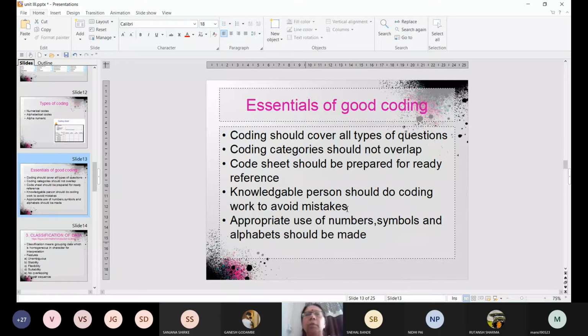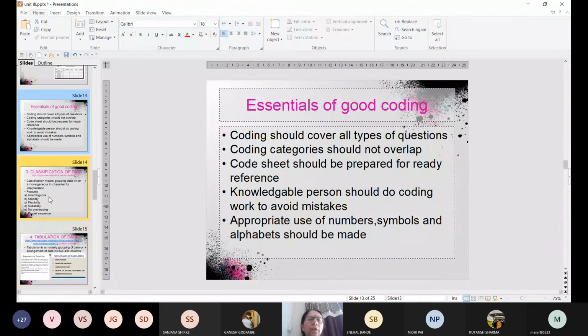So I can keep the code BRM, and it is for SY, second year, semester 4. So I can give a full code SY SEM4 BRM. So it is an alphanumeric code which I have created. So it should be such that the researcher understands what that data is about. Then we go to the third step.